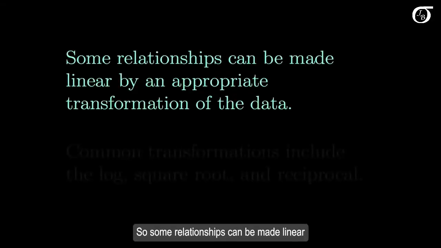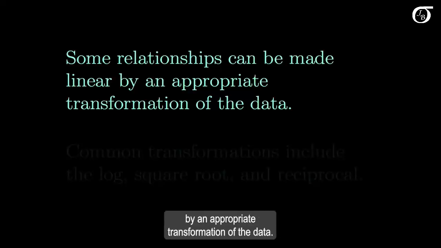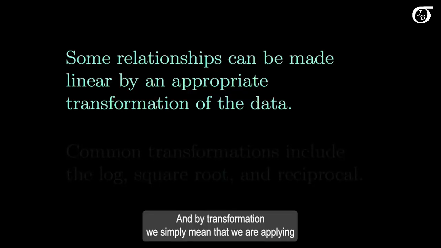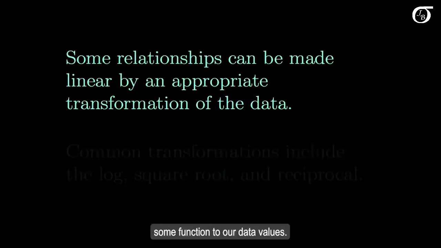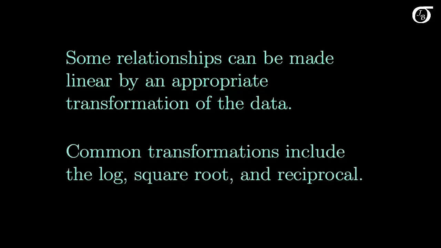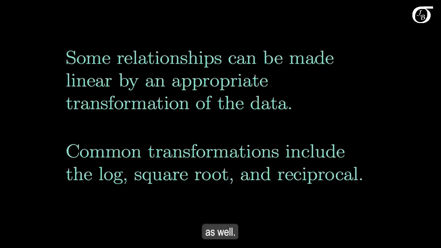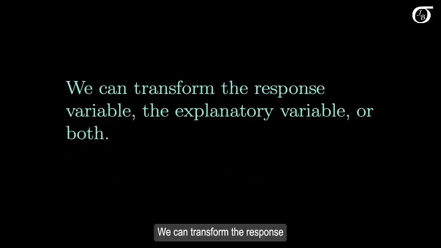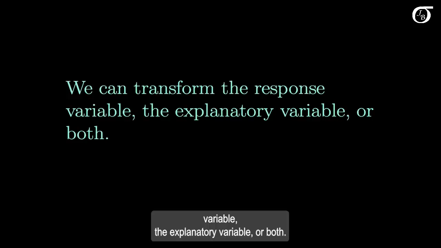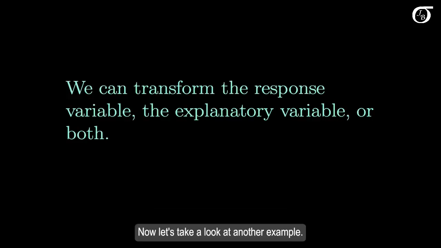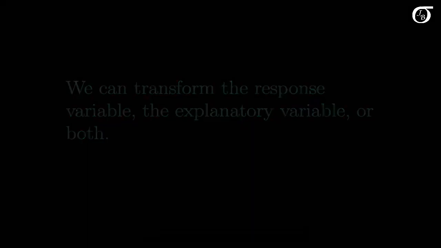So some relationships can be made linear by an appropriate transformation of the data. And by transformation, we simply mean that we are applying some function to our data values. Common transformations include the log, the square root, and the reciprocal, but we could do a variety of other ones as well. We can transform the response variable, the explanatory variable, or both. Now let's take a look at another example.